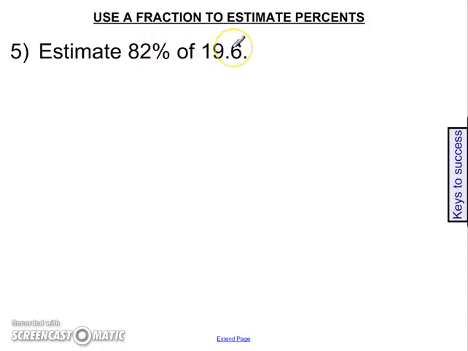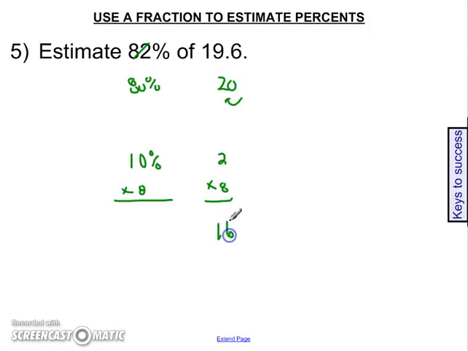82% of 19.6. Again, if it's me, I'm probably going 80% here, at least to round off to. I'm calling this 20, and I'm going 10. 10% is so useful. It's crazy. 10%, 8 times, because 10%, if I move the decimal one place to the left, is 2. So if I then multiply by 8, 16, and I'm done. So 82% of 19.6 is around 16. Close enough for government work, as they say.